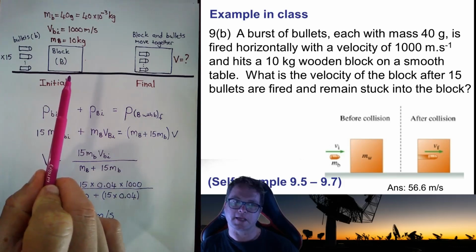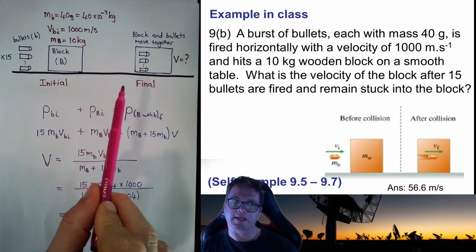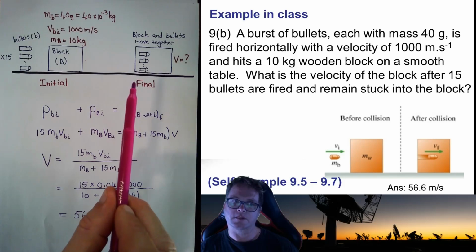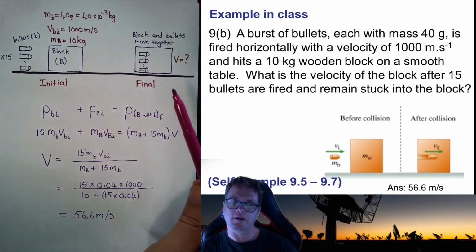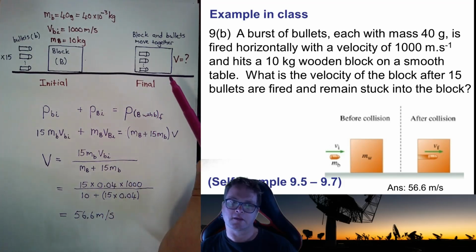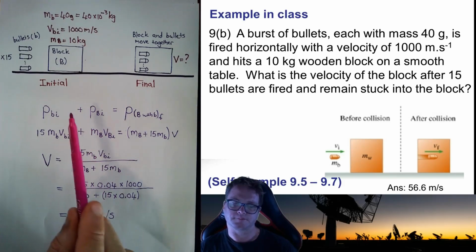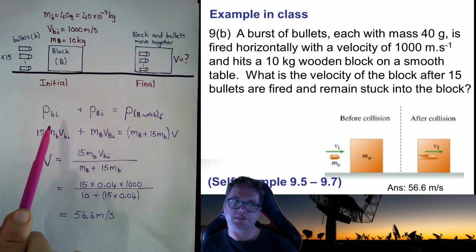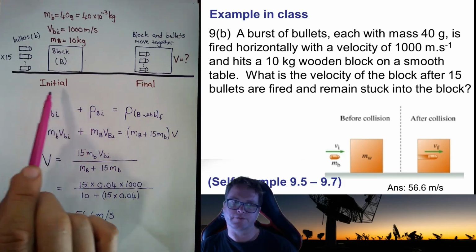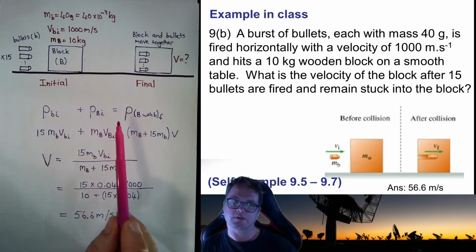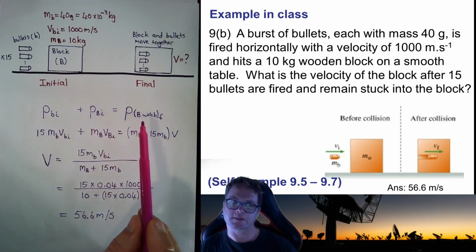This is the initial case. In the final case, we have the block and the bullets moving together. Here we have the bullets embedded in the block, and we're asked to calculate the velocity of the system. I'm representing the final state as 0 subscript f. So through the conservation of momentum, we have the momentum of the bullets plus the momentum of the block, which is the initial momentum, equal to the momentum of the final system.